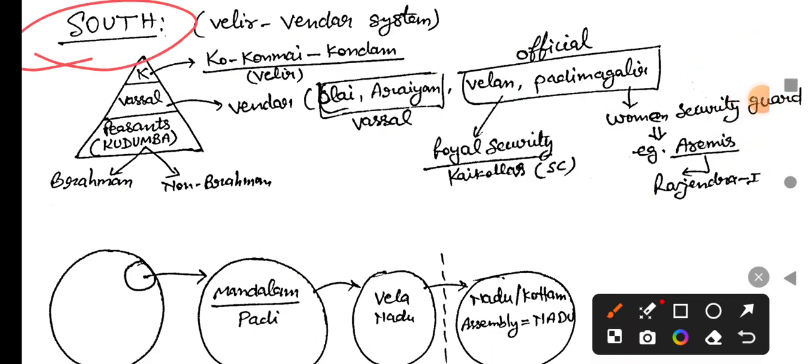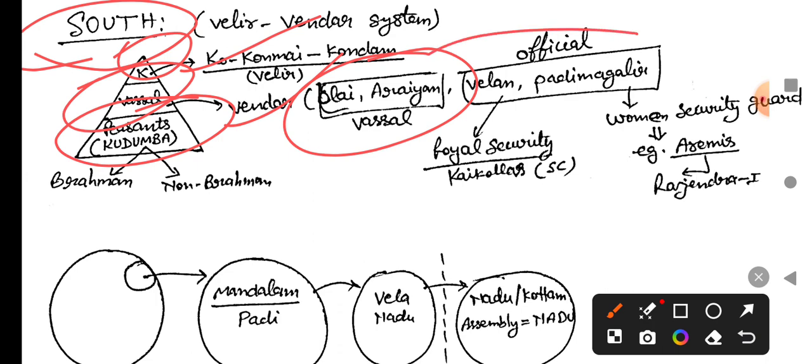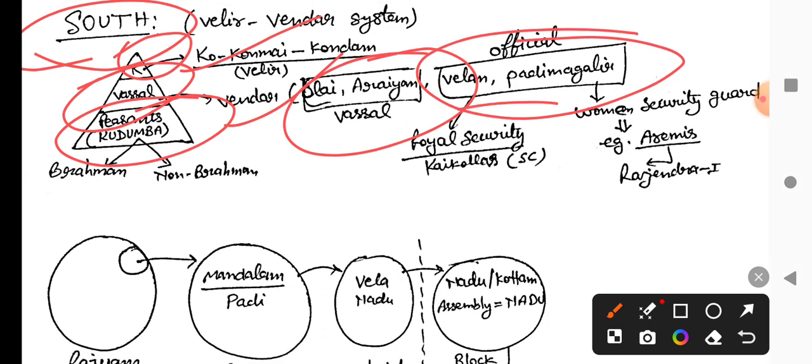In South India, the Velir Vendar system was prevalent, consisting of the king, vassals, and peasants, that means Kudumba. These are the subordinate systems prevalent in South India. The Velir and Vendar were known as Ulai, Arayan, Velan, Padi, Maglir, and they were the vassals. The officials included royal security like Kaikolars, and women security guards.